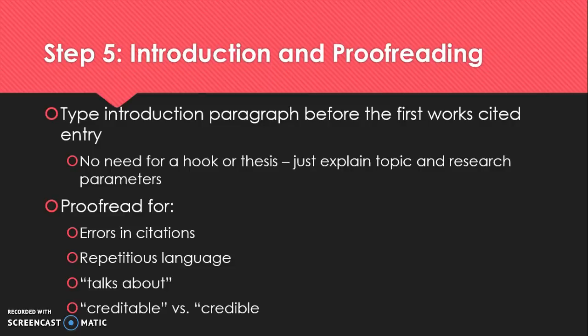The one thing that students use a lot is "talks about," which is really not a very good phrasing. So the author talks about this, and then he talks about this, and then he talks about this. So instead, use different verbs: explains, argues, that sort of thing. And then the other thing that students have trouble with is credible versus creditable. Creditable means worthy of an award, and credible means trustworthy. So most likely you want the word credible, which is where we get our credibility. So students kind of get those confused. So those are some things that you can proofread for.